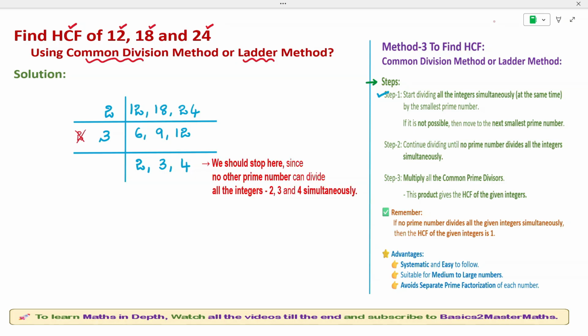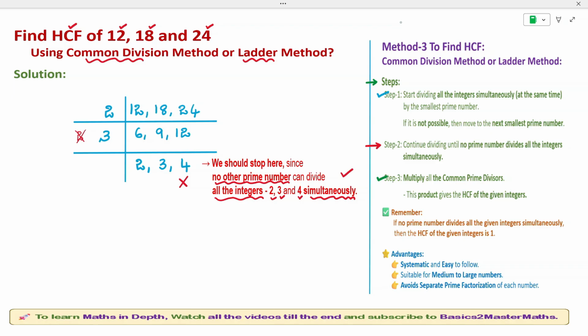Observe here, as per step 2, we should stop here since no other prime number can divide all the integers 2, 3 and 4 simultaneously. Got it?